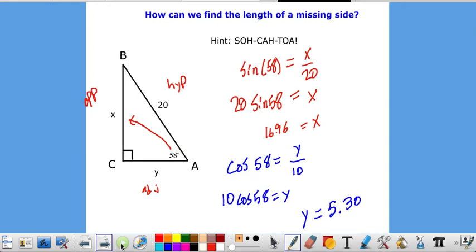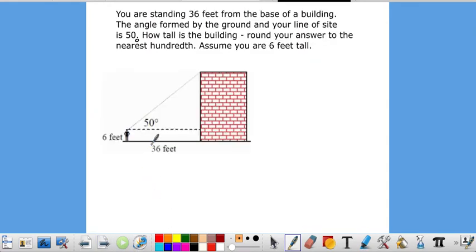So one last example. We're going to make this really tough. We're standing 36 feet away from the base of a building. The angle formed by the ground in your line of sight is 50 degrees. You can see that here. How tall is the building? Round your answer to the nearest hundredth and assume you're 6 feet tall. What that means is 6 feet to your eyeballs.